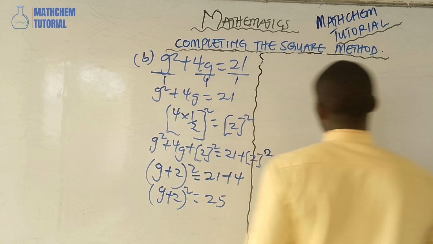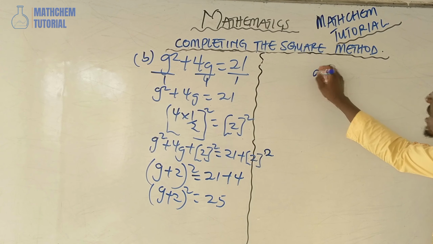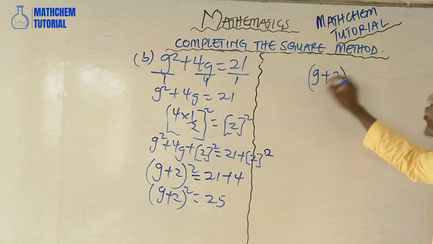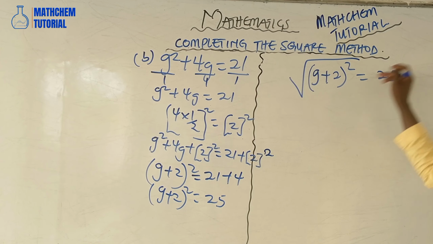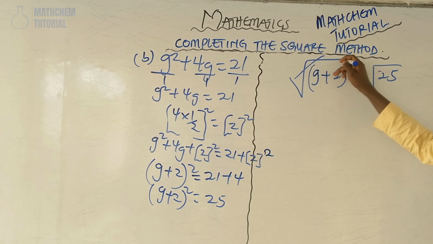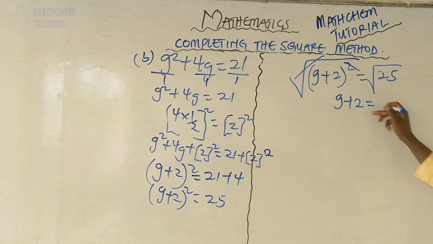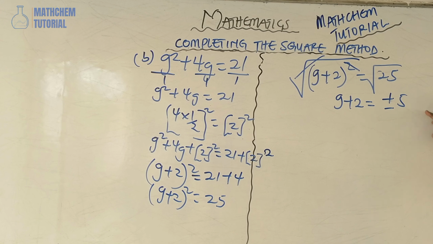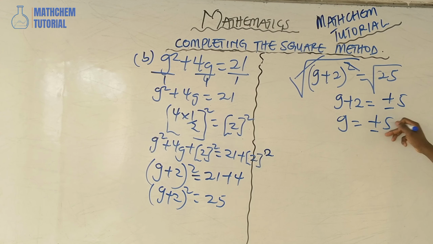The next thing for me to do here is to introduce square root to both sides, by saying g plus 2 squared equals 25. So if I introduce square root to both sides here, this square root eliminates this square. Then I have g plus 2 equals the square root of 25, that is plus or minus 5. Now I will collect my like terms by allowing this minus 2 to cross over to the next junction. This is going to be g equals plus or minus 5 minus 2.